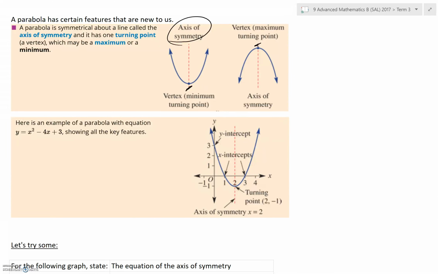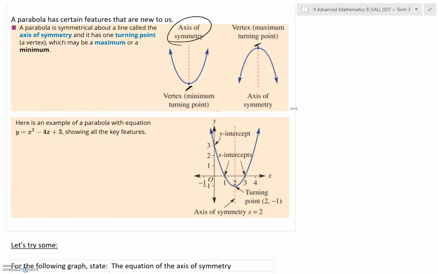It might also be called a vertex, but we tend to call them turning points, and it's either going to be at the top or the bottom. So parabolas can either face upwards or downwards, and they're still perfectly normal parabolas. It depends on the equation that relates to them. So there's an example here of a parabola. Now this is for the equation y equals x squared minus 4x plus 3. And let's have a look at all the key features on this graph.